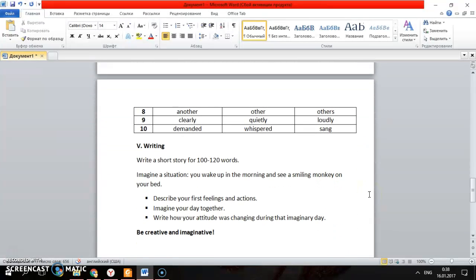After that, we have another activity, which is writing. I will ask my students to write a short story of 120 words. For an imaginary situation, you wake up in the morning and see a smiling monkey in your bed. Their task will be to describe their first feelings and actions, to imagine their day together, and write how their attitude was changing during that imaginary day. I will ask them to be creative and imaginative.